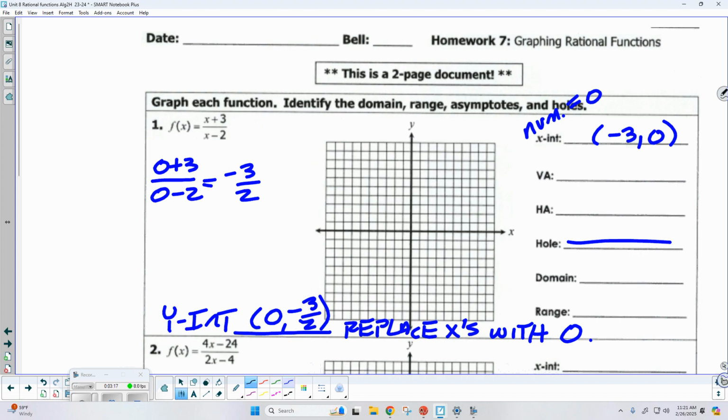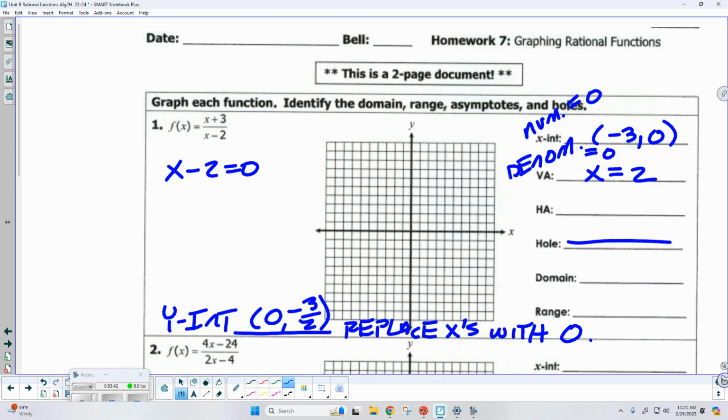Okay. Now let's go to the VA, the vertical asymptotes. What would I set equal to 0 here? The denominator. Okay. So I'll just go ahead and say denominator, set it equal to 0. A little shortcut there. Well, the denominator is x minus 2. So x equals 2. Now remember, for your asymptotes, you do want to write that as an equation. So x equals, y equals. Okay. Questions on that?